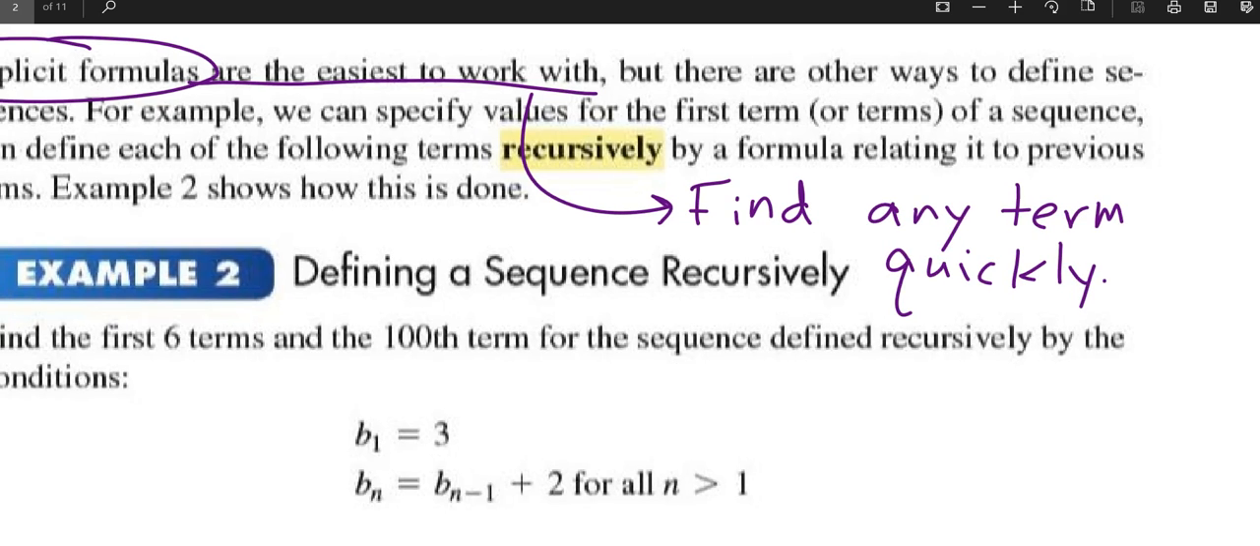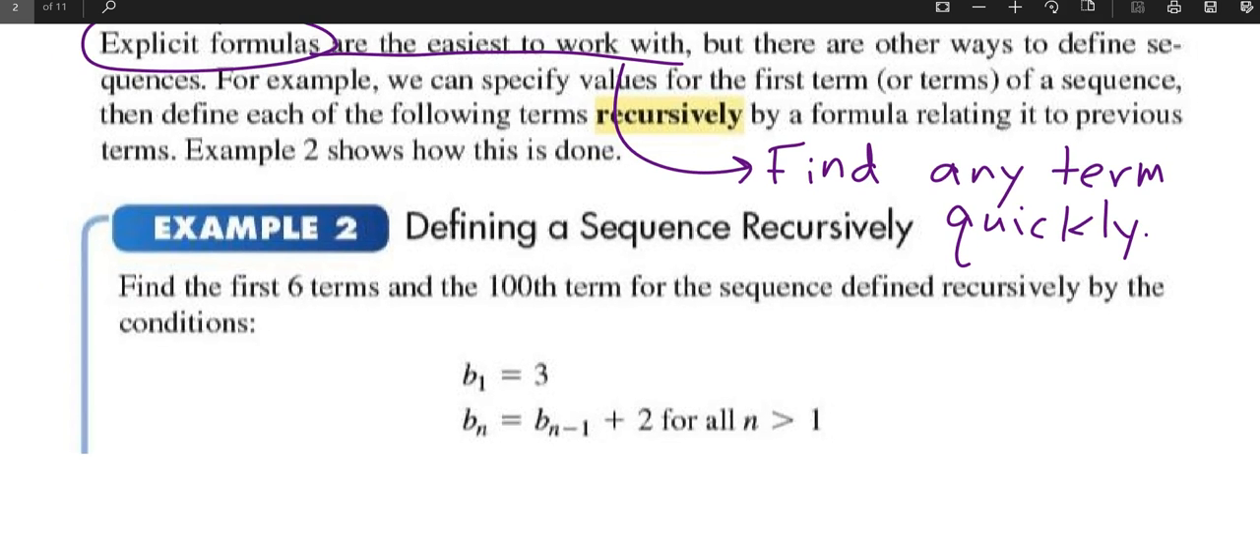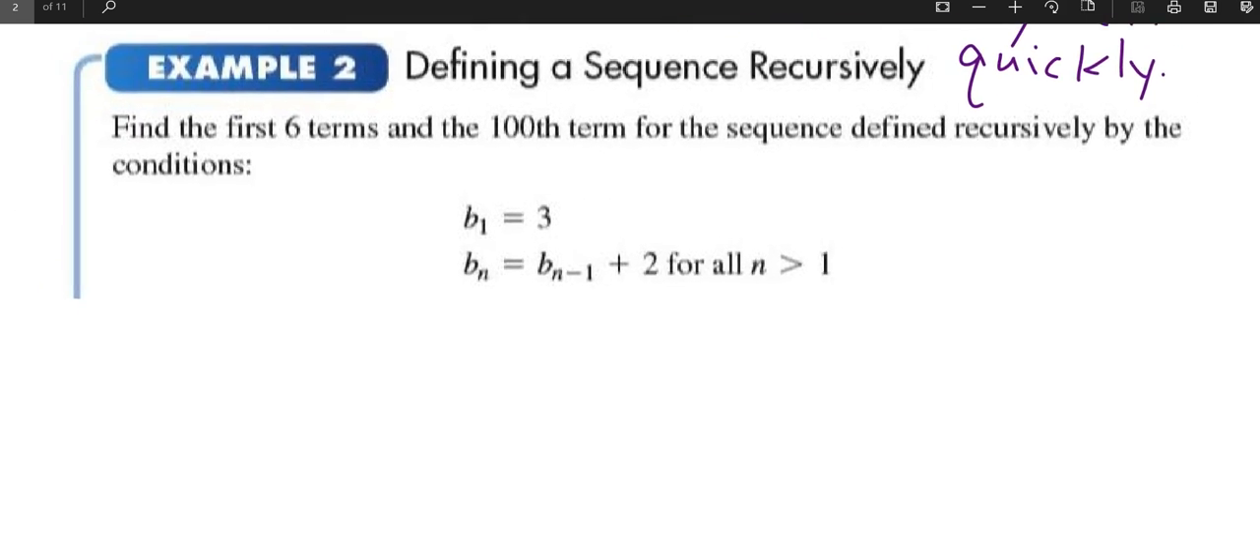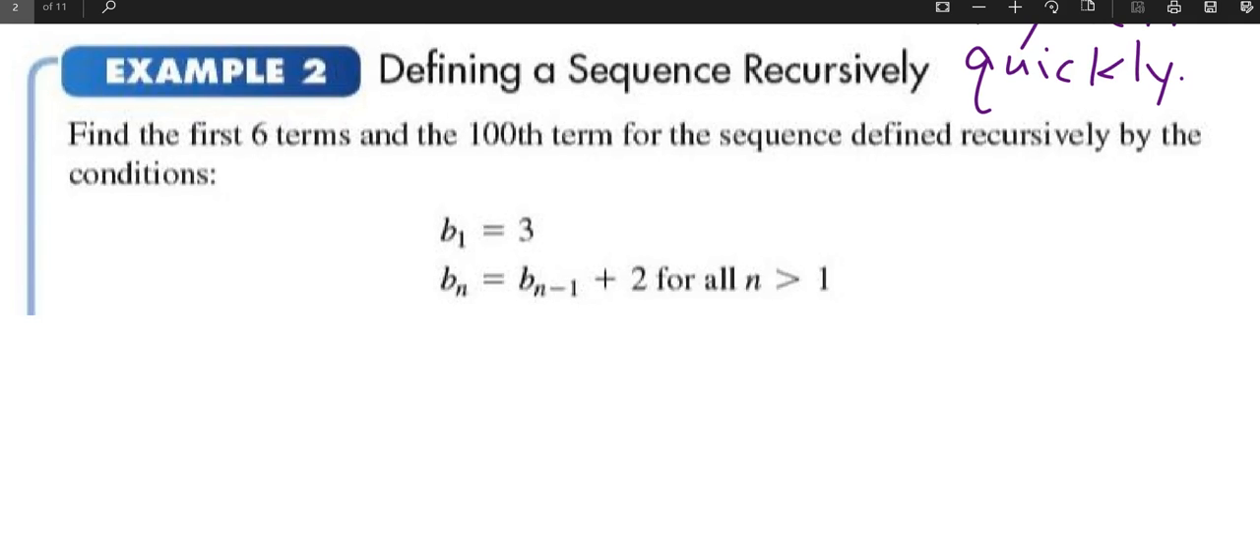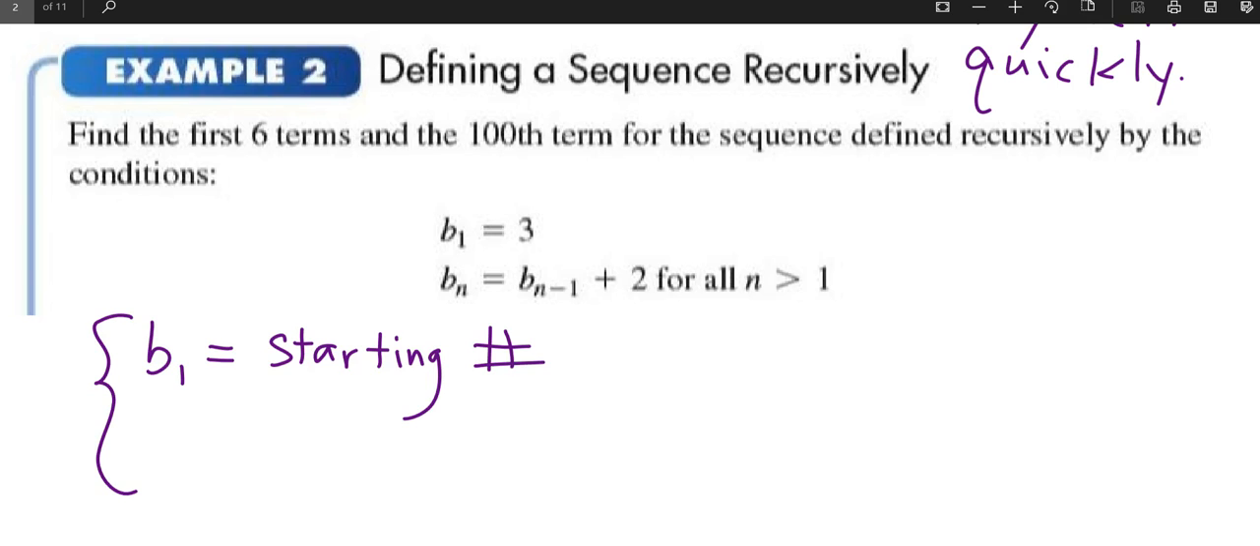We're going to see here from this example, recursive patterns are great for the beginning, horrible for later. Here's why. A recursive pattern is made of 2 parts. Usually I put a bracket on the side, and it says something like b sub 1 equals, and then it has to have a starting point. We have to have a starting number, otherwise we don't know where to begin.